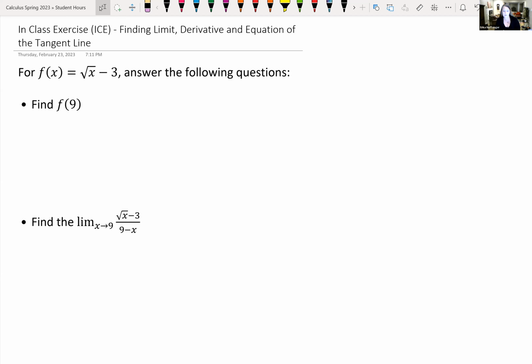You're answering the following question. First of all, we want to find f of 9. All you're doing is going up into your equation, f of x, and wherever we see an x, we're replacing that with a 9. So f of 9 is equal to the square root of, instead of writing x, we replace that with a 9, minus 3. The square root of 9 gives us back 3, and 3 minus 3 is equal to 0.